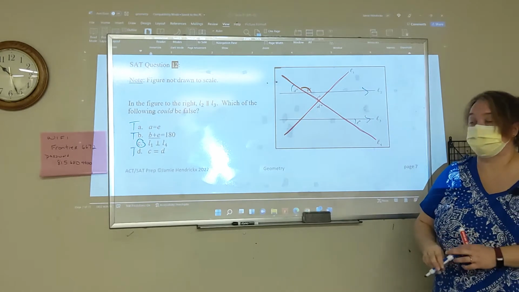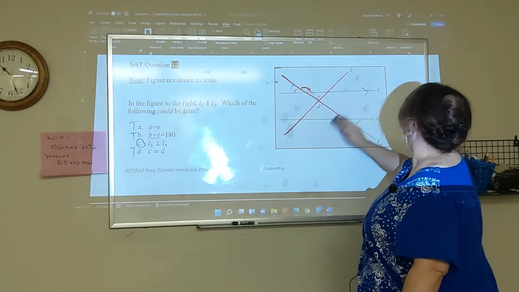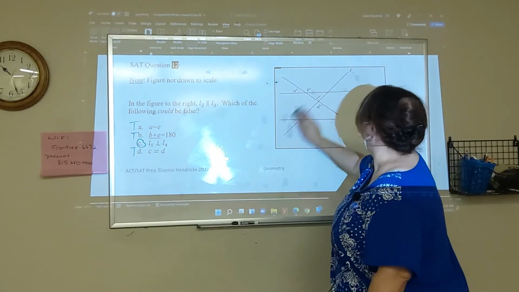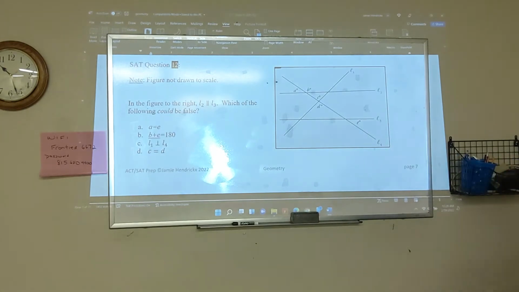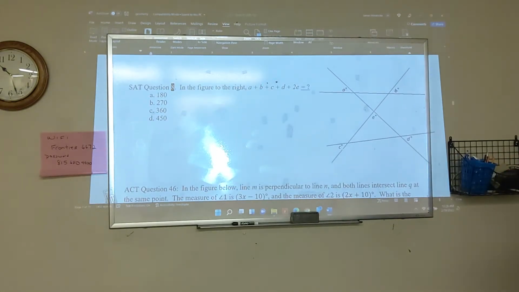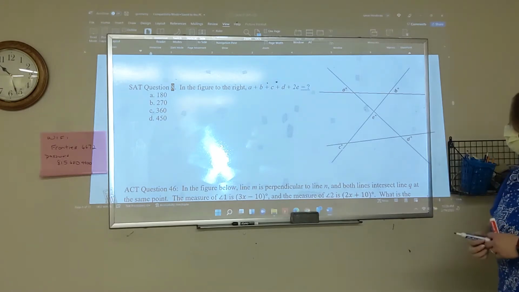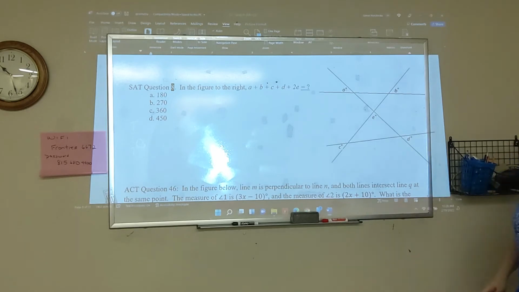Okay. See how that works? All right. Oh, this guy. All right. In the figure to the right, A plus B plus C plus D plus 2E is what? When I first read that question, I said, huh?